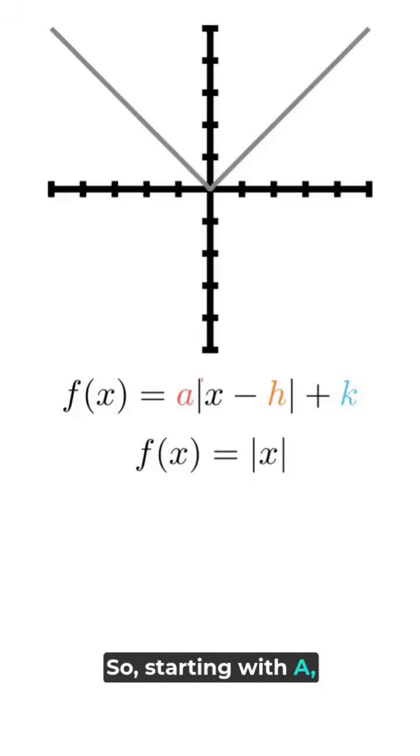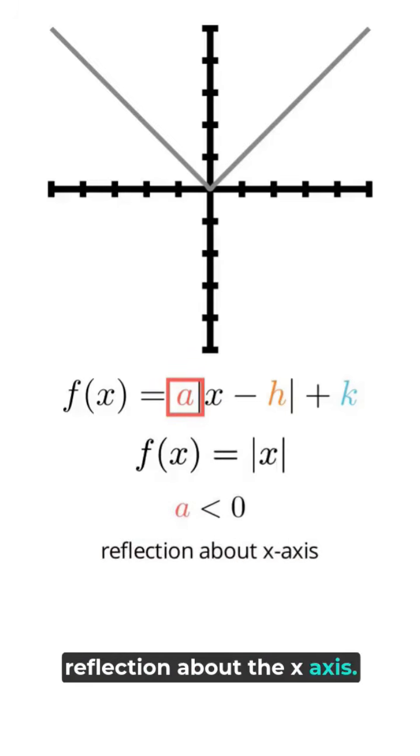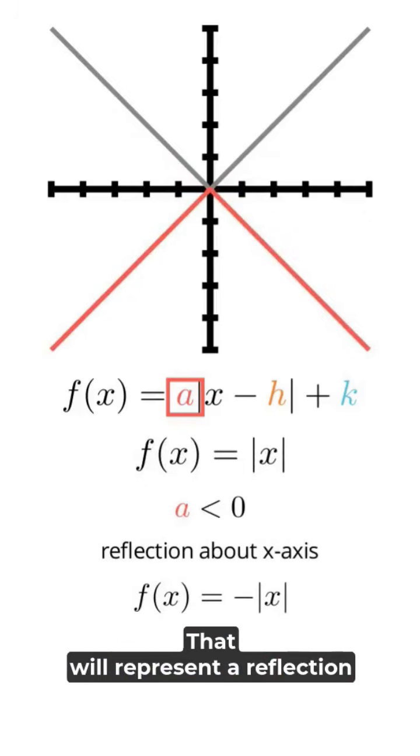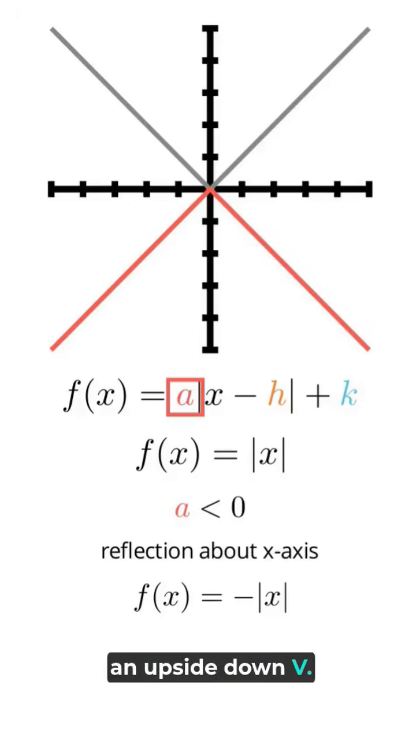Starting with a, firstly it represents our reflection about the x-axis, and this will occur if a is less than 0, or negative. So let's say you now have f(x) = -|x|. That will represent a reflection about the x-axis, which will turn into basically an upside down V.